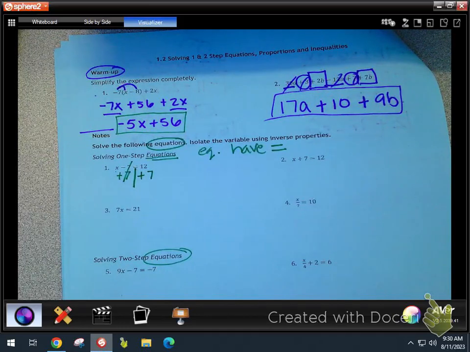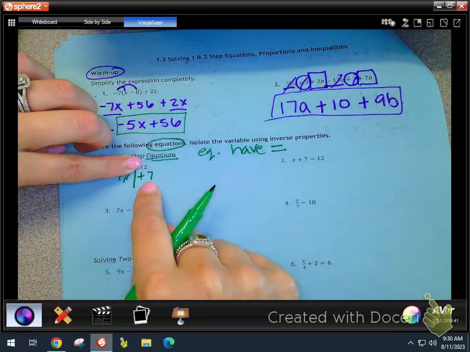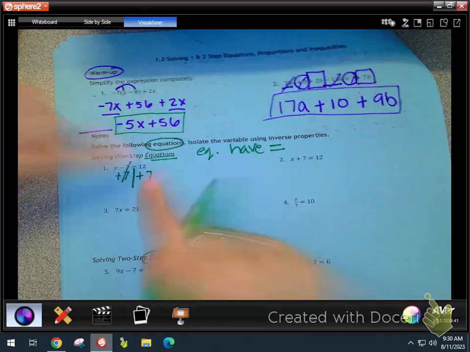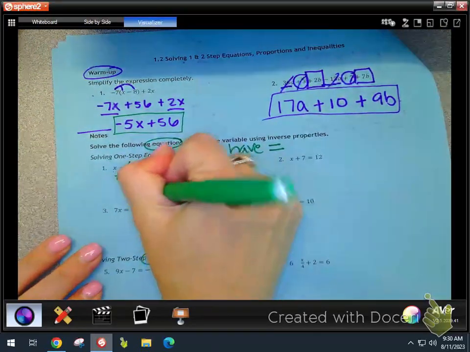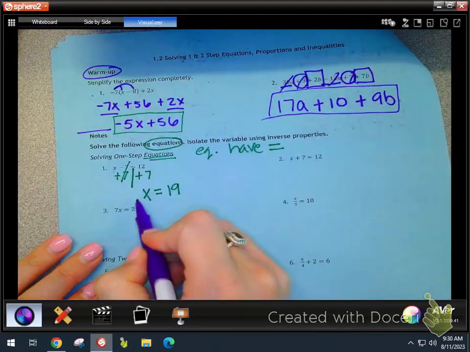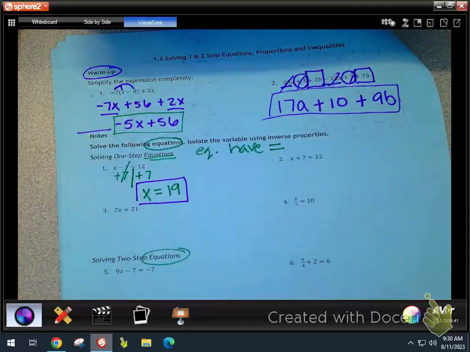And then, here's a little check on what we just did. 12 and 7 are like terms, aren't they? They're two plain numbers. What are our plain numbers called? Constants. Two constants. We add them up. 12 plus 7 is 19. And so here's what I was talking about. You're going to get a numerical solution. X is equal to 19.